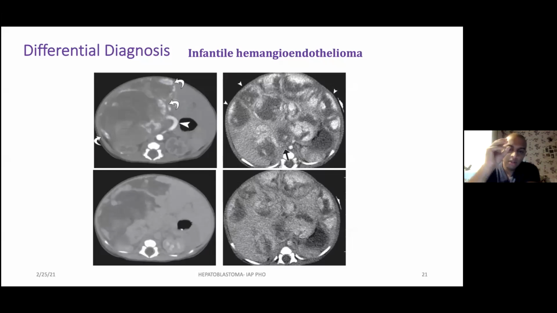In contrast, hepatoblastomas will have a patchy enhancement, but here you will have intense. The word intense is very, very important. Intense peripheral nodular enhancement, which will progressively increase over the different phases. You will hear of venous phase and the delayed phases. As it progresses, you will see that the enhancement increases. That is very, very characteristic of infantile hemangioendotheliomas.